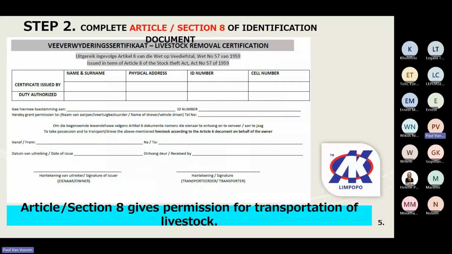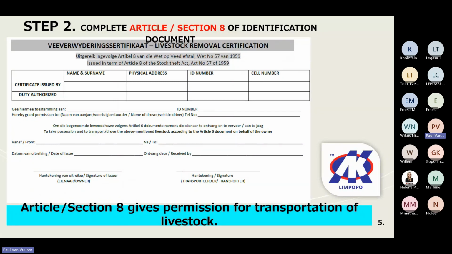If the owner and the transporter are the same person, then he will sign in both places. But most of the time, the transporter and the owner are not the same person. So this is just the permission from the farm to the auction pens. We call it Article 8 of the Stock Theft Act 57 of 1959. That is permission for the transportation of animals.